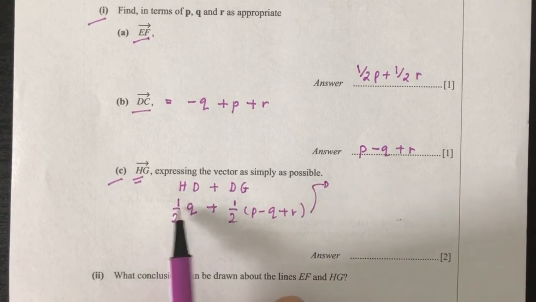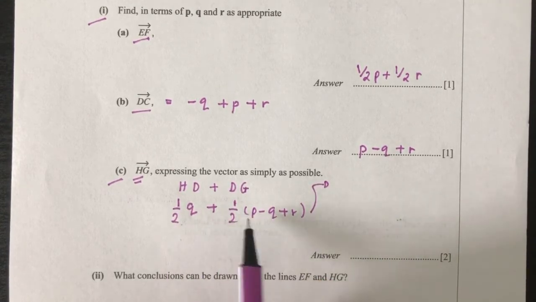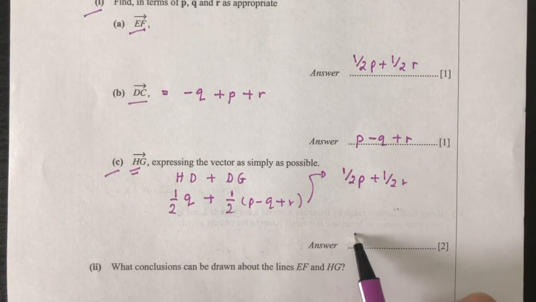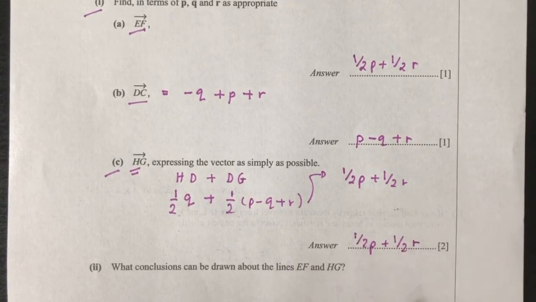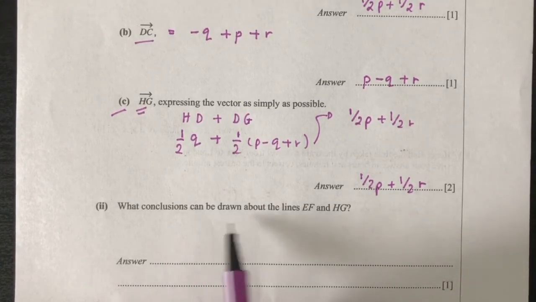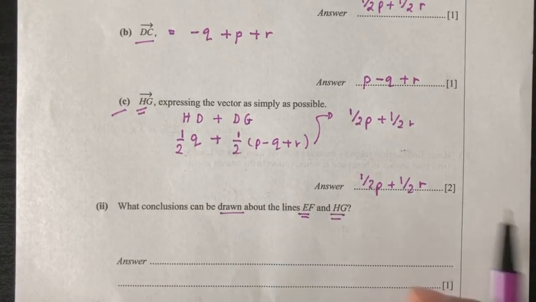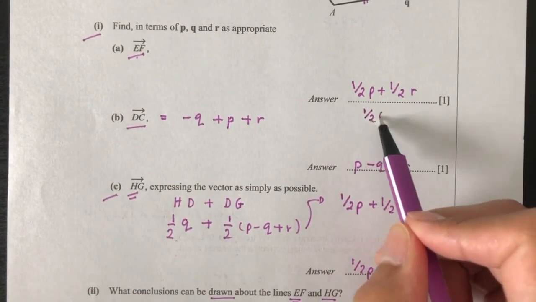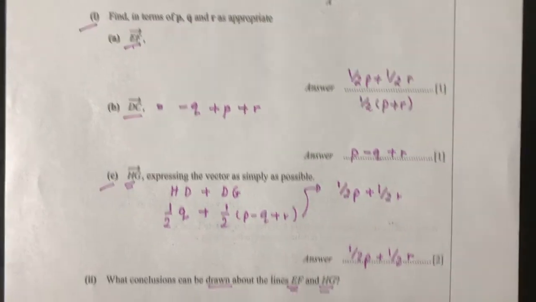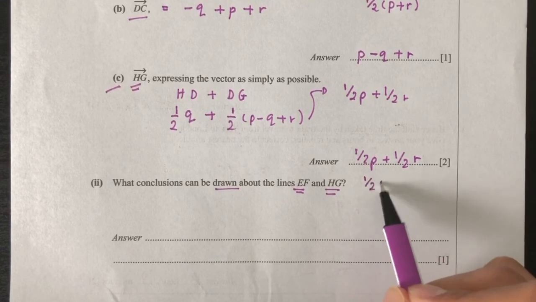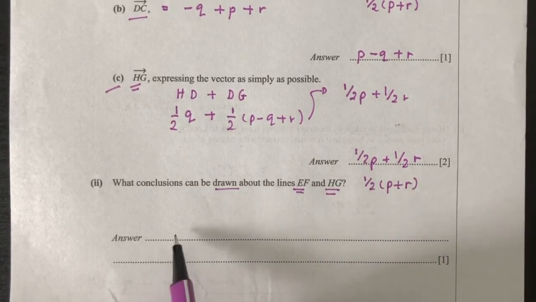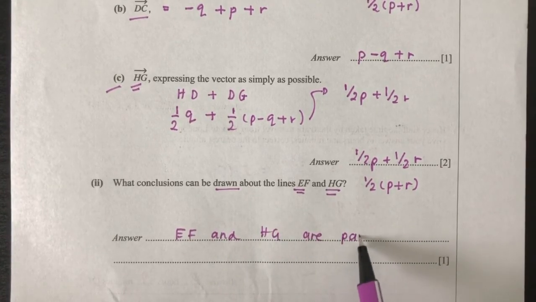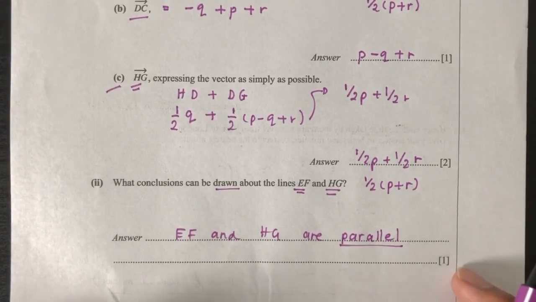So let's simplify. Half Q minus half Q, that will be 0 Q. So we only have half P plus half R remaining. So half P plus half R. Now, what conclusion can be drawn about the lines EF and HG? If you look at EF is equal to this, if you take out half outside, you will have P plus R. And same thing for this, if you take out half, you will have P plus R. So which means that EF and HG are parallel to each other. That's the conclusion you can draw from these two lines.